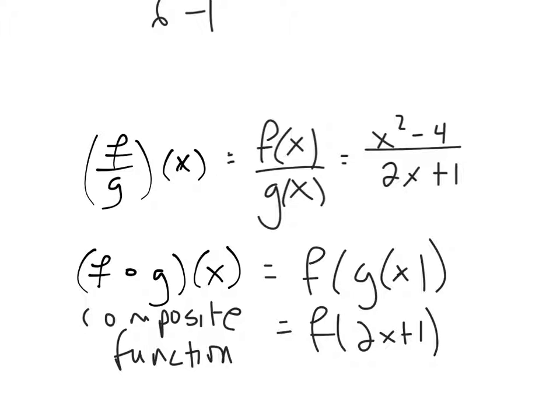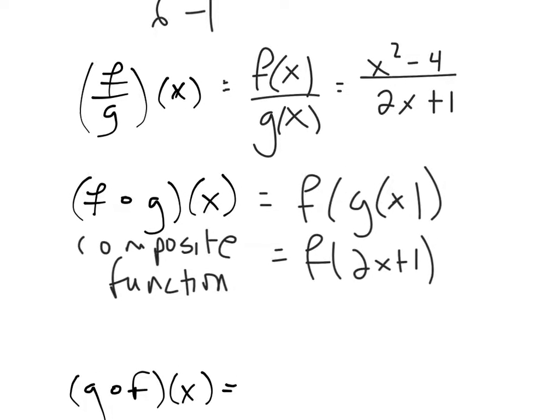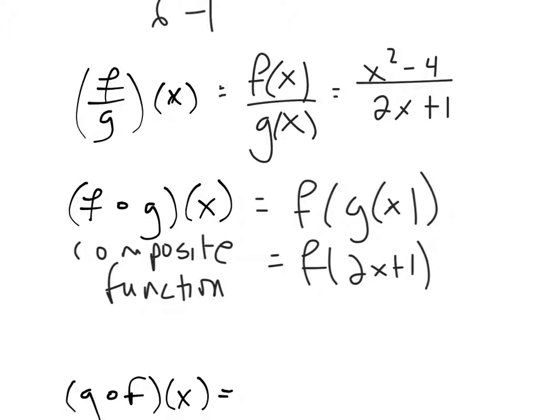Now, what does that mean? F of 2x plus 1. What does that mean? We have to put it in the other one. We go to x squared minus 4 and we plug it in. Wherever there's an x, we replace it with 2x plus 1. So we start to get the following: 2x plus 1, the quantity squared, minus 4.